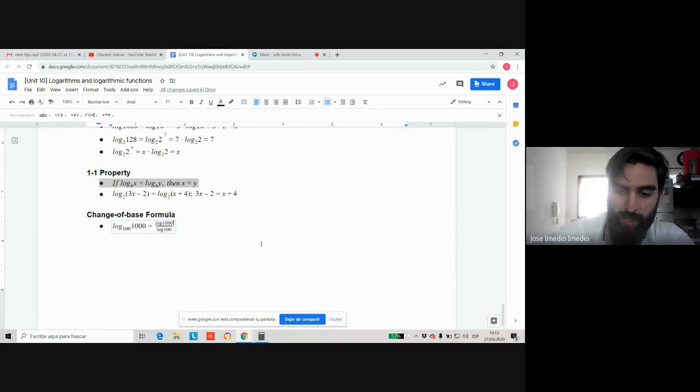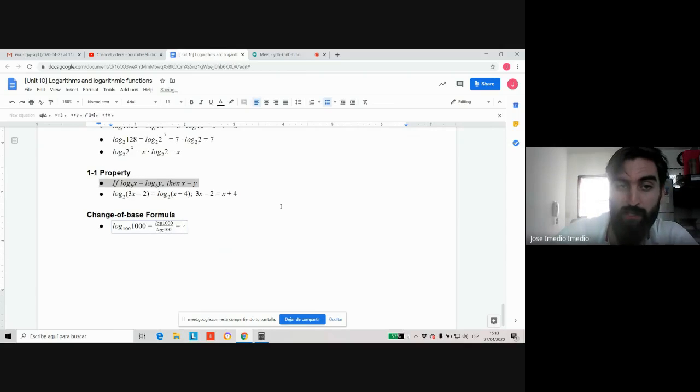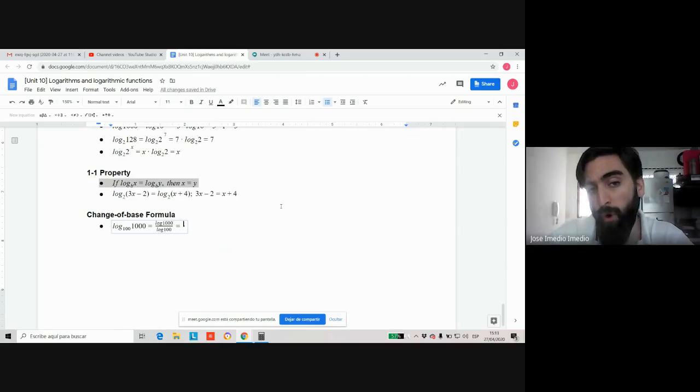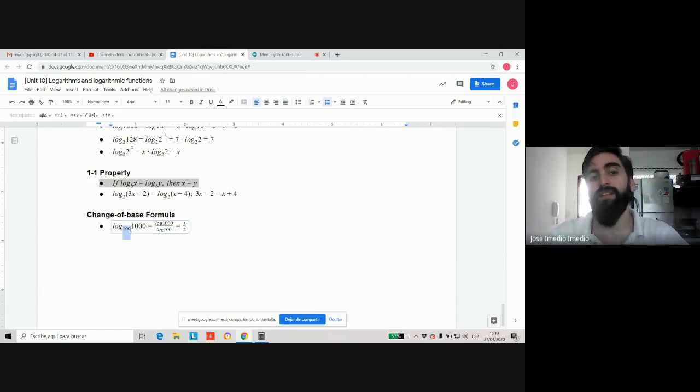So in this case, if I write it like this, it gets very easy because I can write here the common logarithm of 1000 is 3, and the common logarithm of 100 is 2. So that's the answer. If I want to convert 100 into 1000, I have to raise it to the power of 3 over 2.